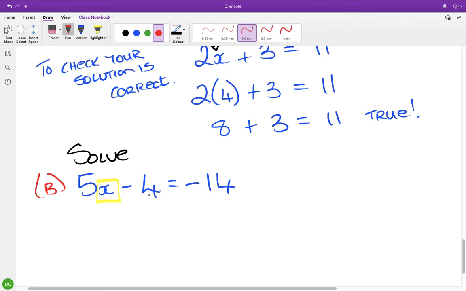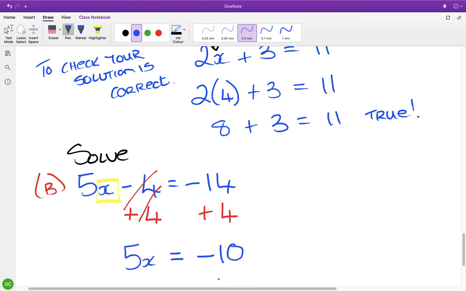So to remove the minus 4, at the moment we are subtracting 4, so we need to do the opposite of subtract 4, which is to plus 4. When you do that, that will cancel. But if I have to plus 4 on the left hand side, then I have to plus 4 on the right hand side. Okay, so now on the left hand side the 4's are gone, so I simply have 5x. Put down my equals. Minus 14 plus 4 is minus 10.